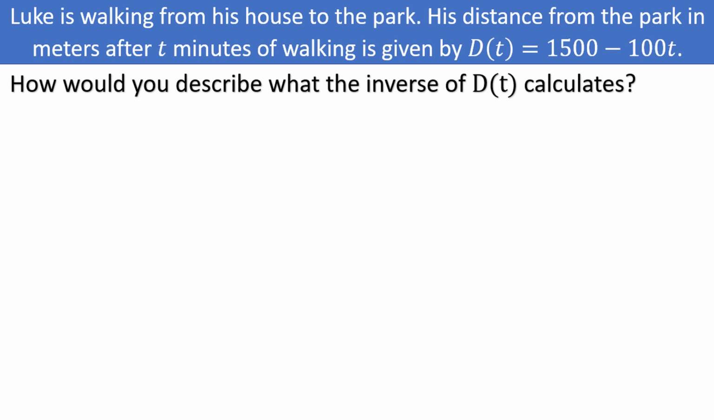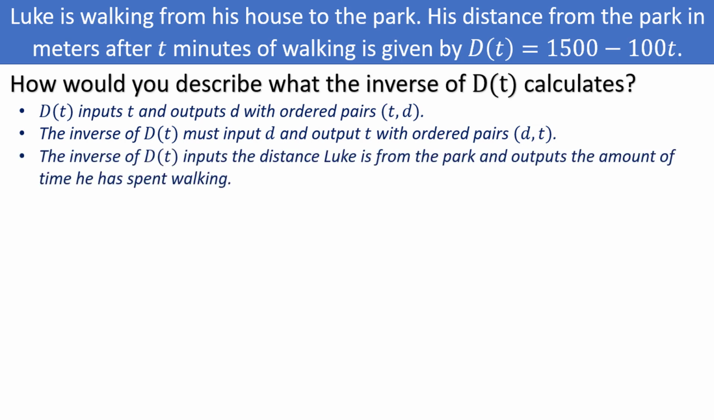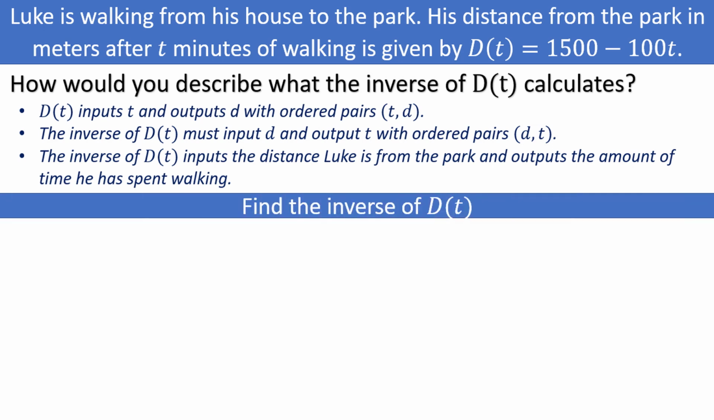Well, we know that the function d of t inputs a time in minutes and outputs a distance in meters. So the ordered pairs would be t, d. The inverse must do the opposite, meaning it must take a distance and output a time. So the points on the inverse would be d, t. In words, the inverse of d inputs the distance Luke is from the park and outputs the amount of time he has spent walking. Let's find the inverse of d.